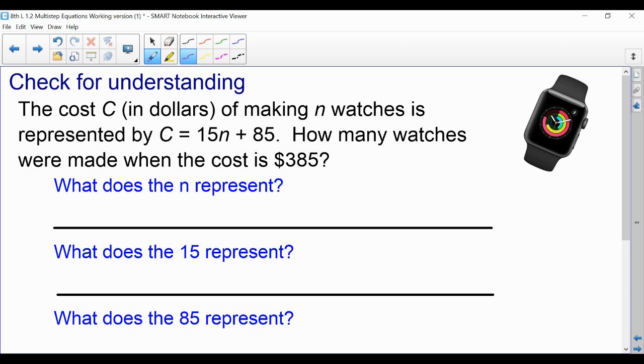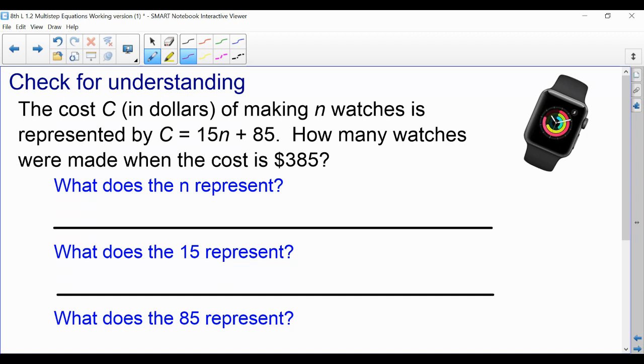Okay, let's take a look at the one that you just did. In this one, we have the cost C in dollars of making N watches is represented by C equals 15N plus 85. How many watches were made when the cost is $385?